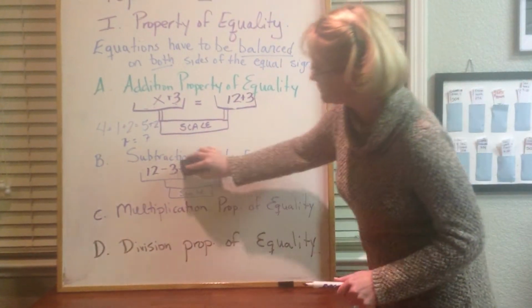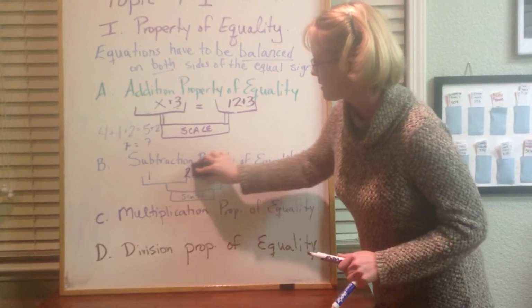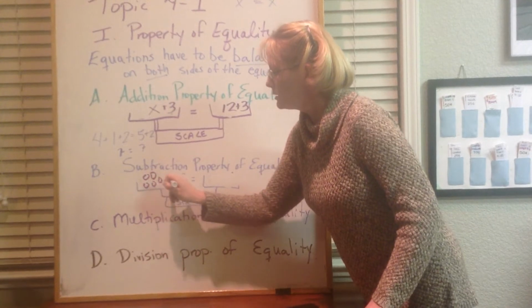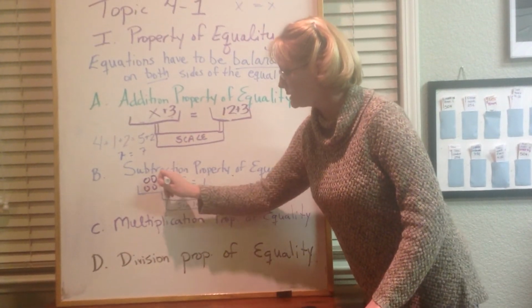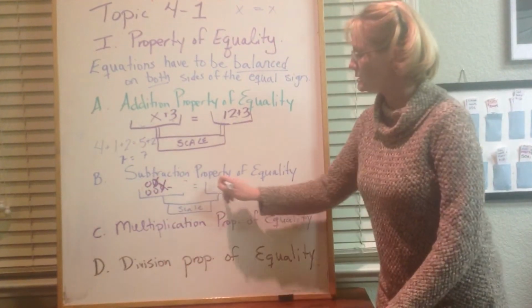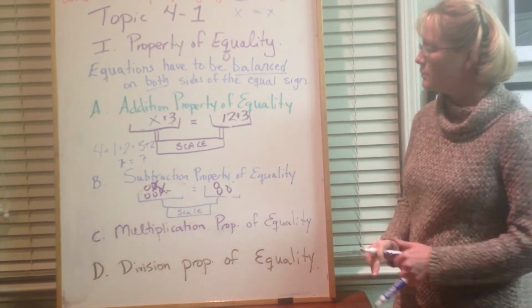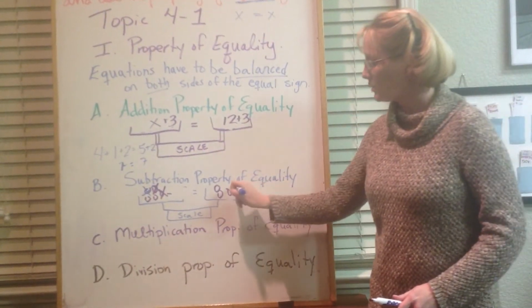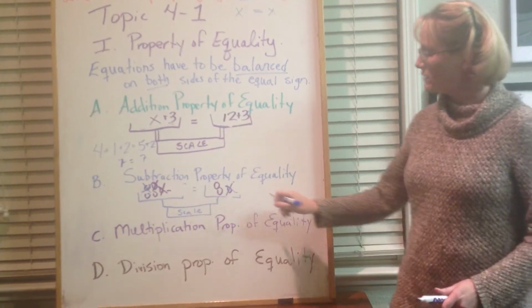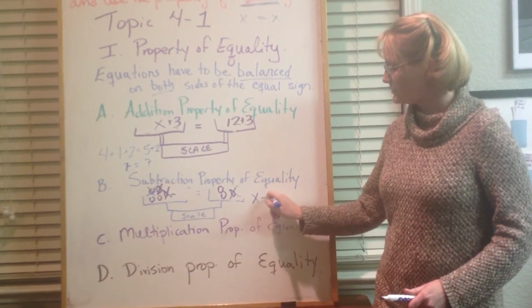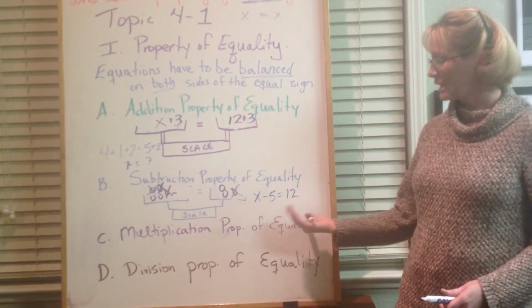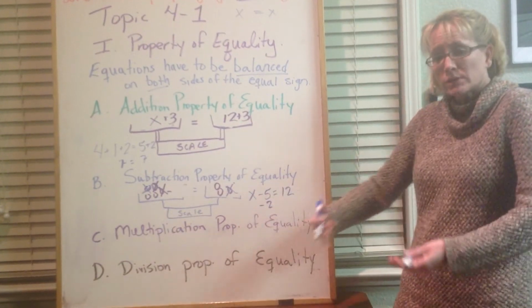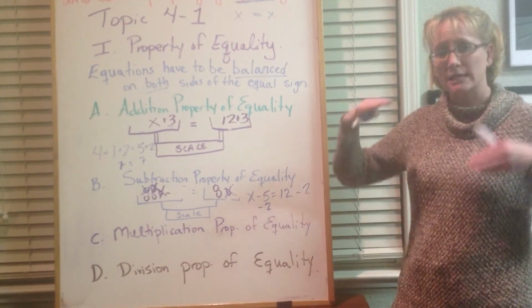Let's go back to our rocks. And I write 5 rocks minus 2 rocks, so that's going to look like this, equals 3 rocks. Well, that's true. But what if I take away 1 more rock on this side? What do I have to do to the other side? I have to take away 1 more rock. What if I had x minus 5 equals 12 on this side? I don't know what the x is, but what if I took away 2 more? x minus 5 minus 2. What do I do to the other side? I take away 2 more. I have to keep it equal.